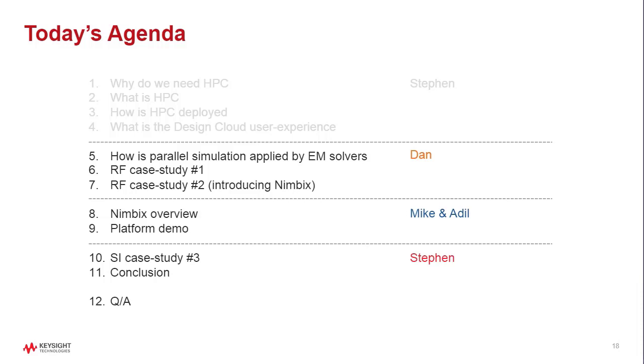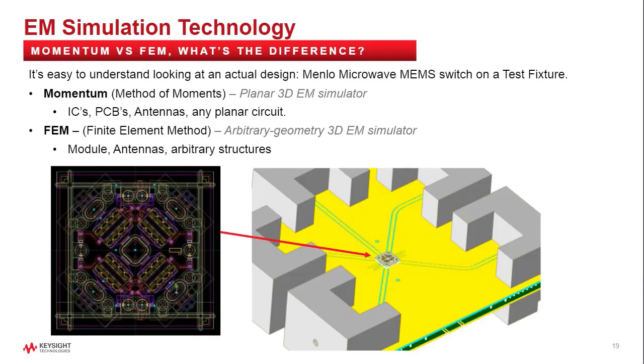My name is Dan Schwartz. I'm an applications engineer at Keysight Technologies. And the first thing I'd like to do is clear up a little bit of terminology you may not be familiar with. You hear ADS, SI Pro, RF Pro, Momentum, FEM. What's it all mean?